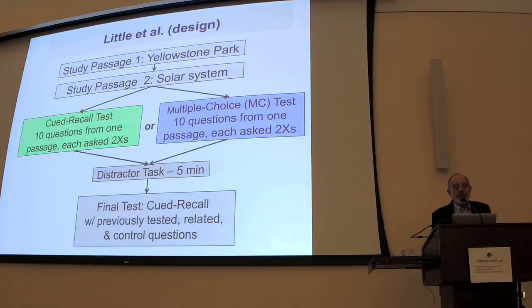In that first study, the participants studied 2 passages, one on geysers in Yellowstone Park, the other on the solar system. And then they got either a cued recall test, I'll give you an illustration in a moment, or a multiple choice test on one of those 2. The other one became a control condition. And then a final cued recall test.